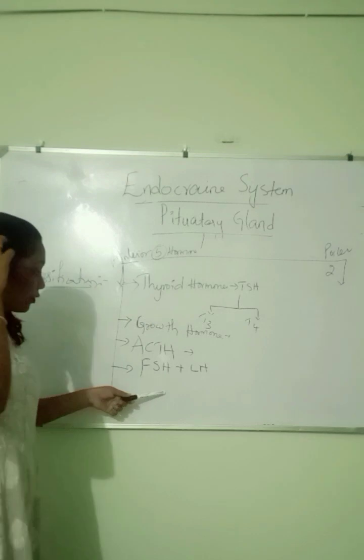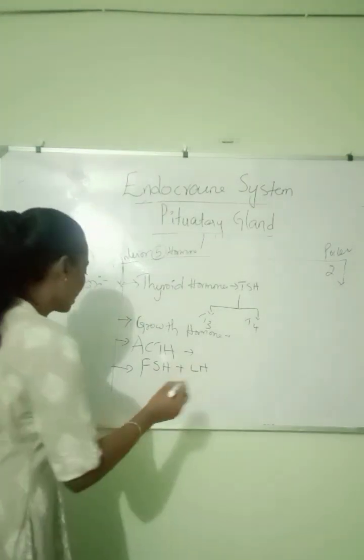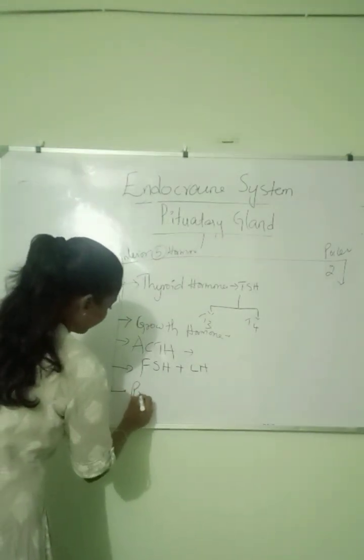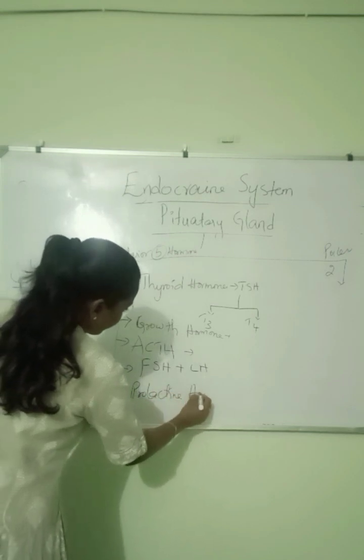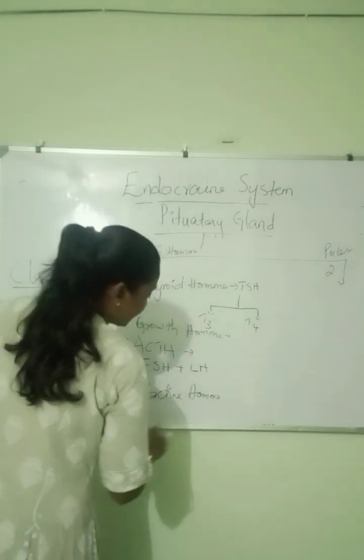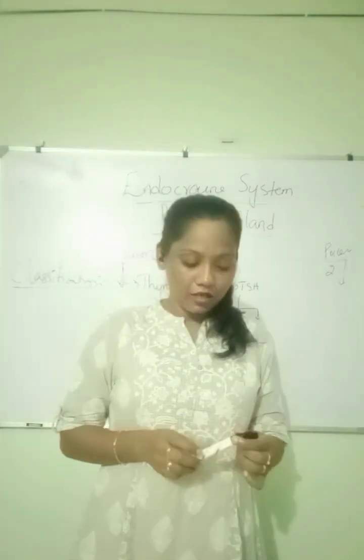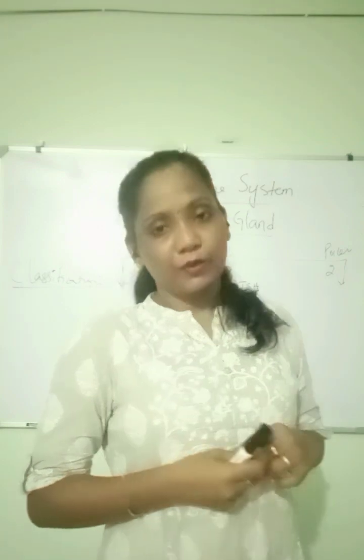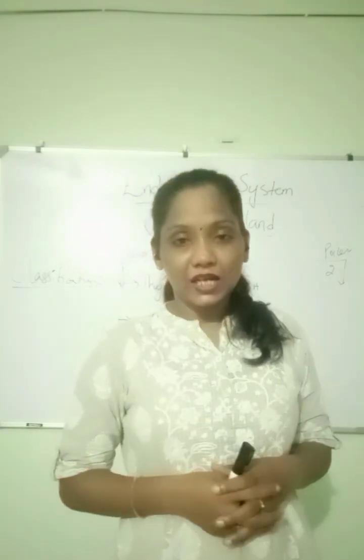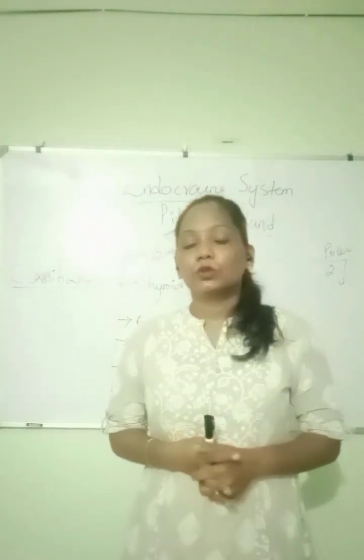Four are completed, and the fifth hormone is prolactin hormone. This prolactin hormone is very, very important. It works on the mammary gland, which is nothing but the breast.